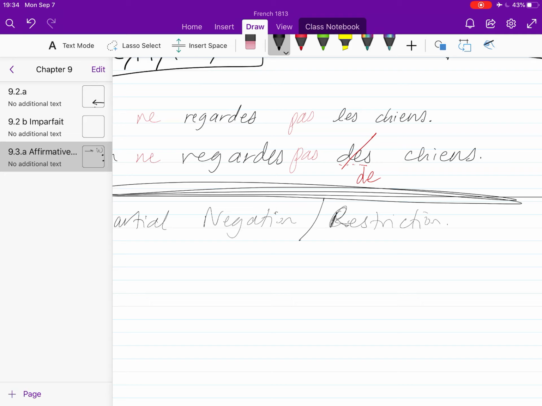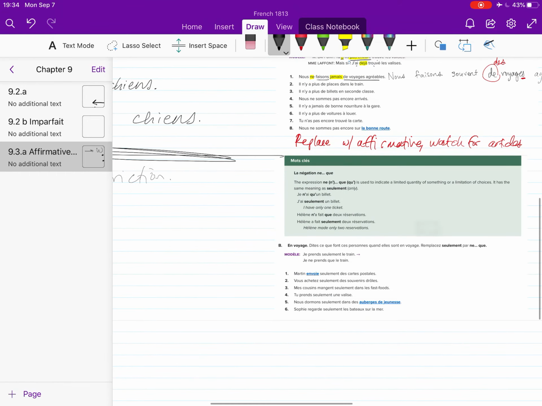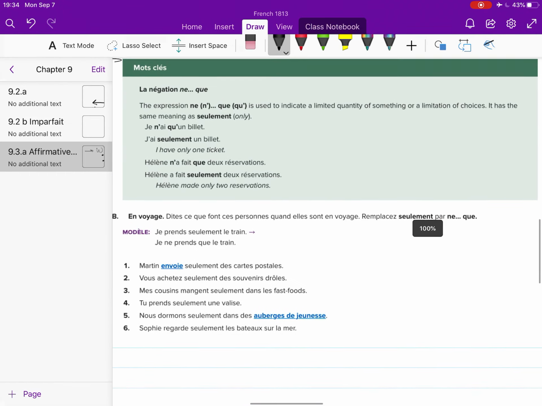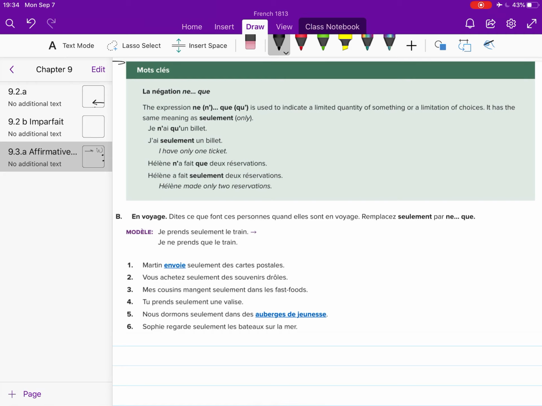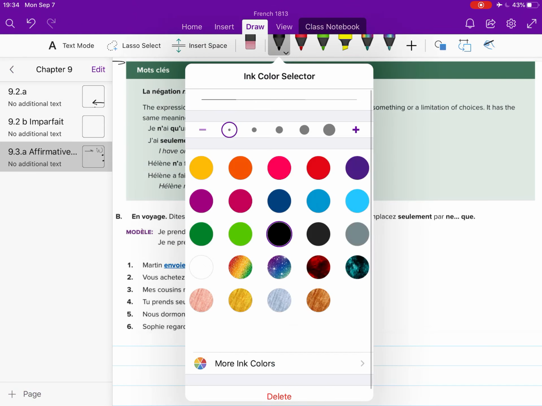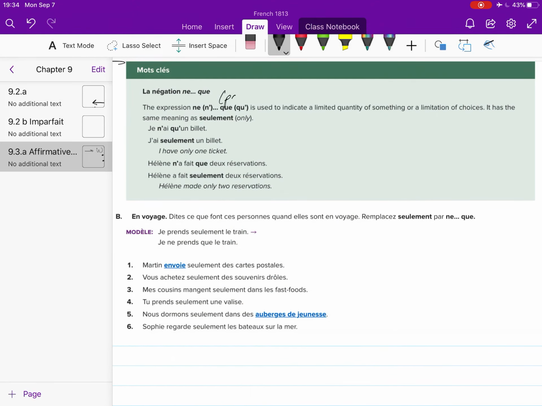Okay, which is to say it's not completely negative, and it doesn't have a complete affirmative, but you're restricting it somewhat, but not completely. So over here, we have that restriction. La négation ne que. The expression ne and que, where you put the que in the same places where you'd put the pas, is used to indicate a limited quantity, but that doesn't mean it's gone, of something or limitation of choices.